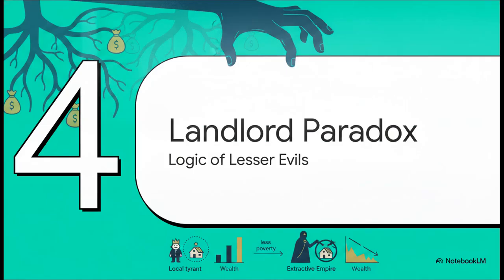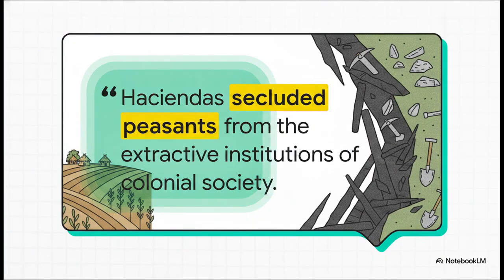Part 4, the landlord paradox, the logic of lesser evils. We've got to fundamentally rethink who the real villain was here. The data points to a terrifying reality. Having a local tyrant was actually better than a distant extractive empire. The Spanish state was so lethal that a greedy local landlord was literally your best protection. He wanted you working his fields, so he fought tooth and nail to keep you out of those silver mines.